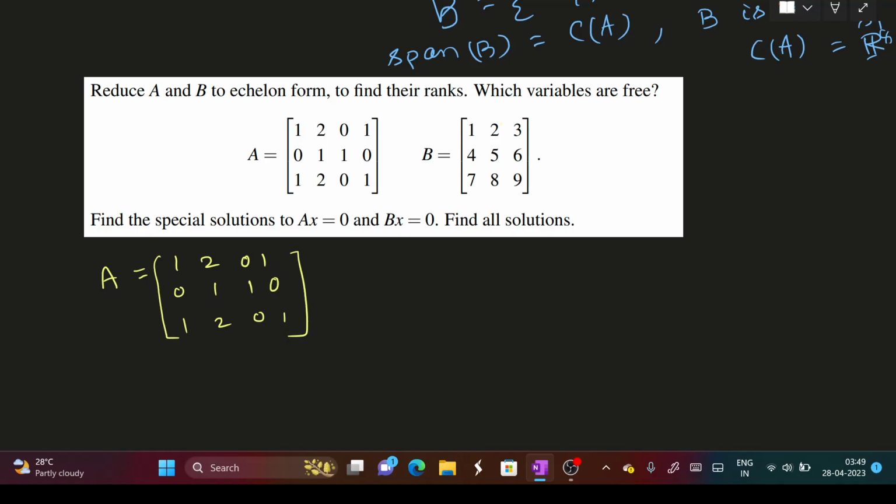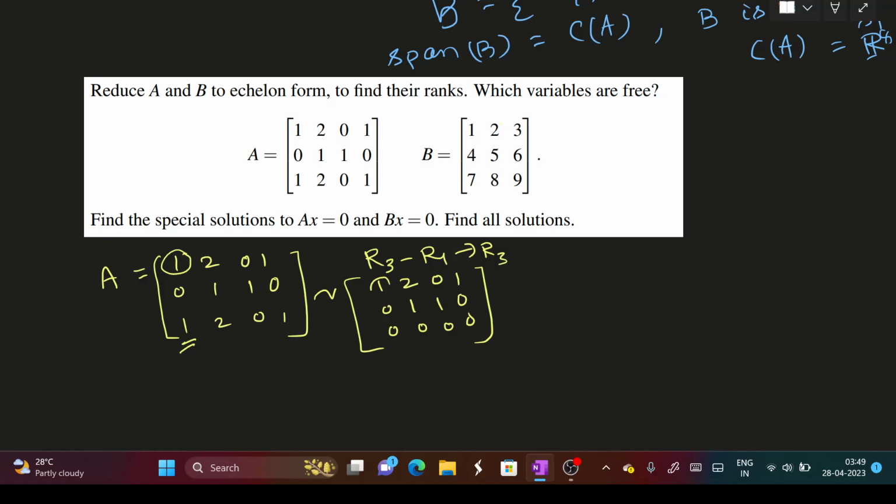To get its echelon form, what operation? Already 0 is there here. This is my pivot. This is my pivot. Below it I should make every element 0. That is, I want to make this 0. So what operation should I do? R3 minus R1 stored in R3. How much is it giving? 1 2 0 1 0 1 1 0. Whenever it is the same, we need not do anything, we just directly copy. So it is my new matrix.